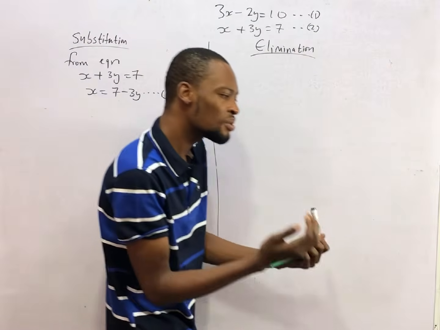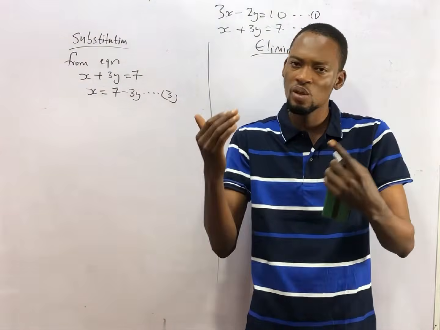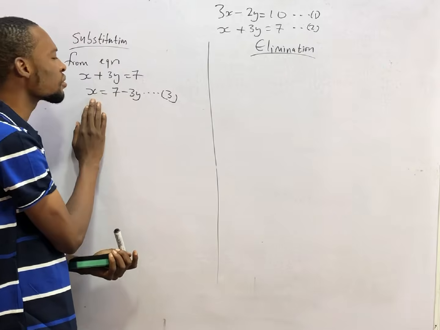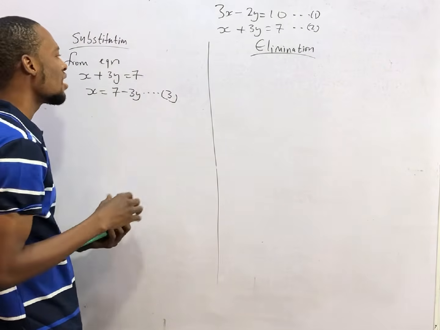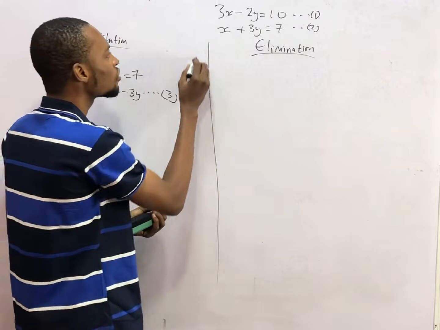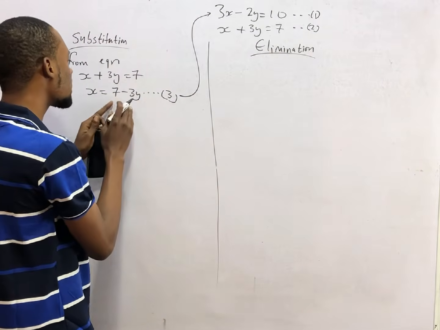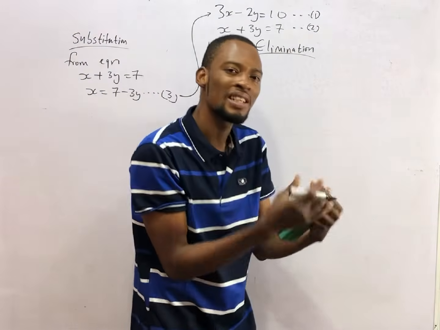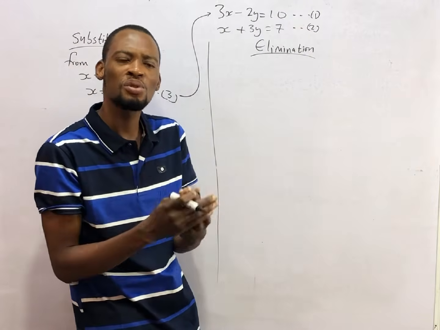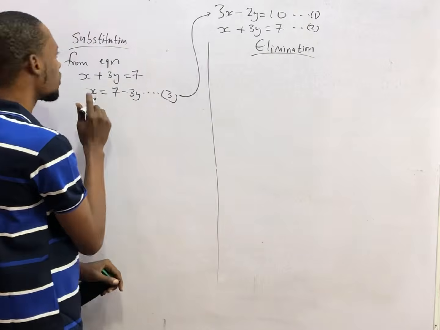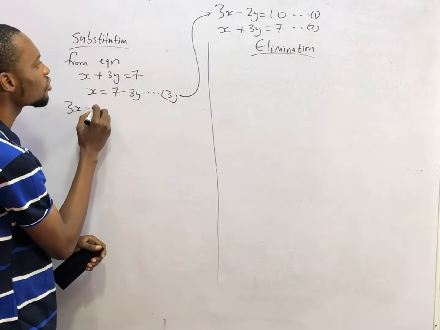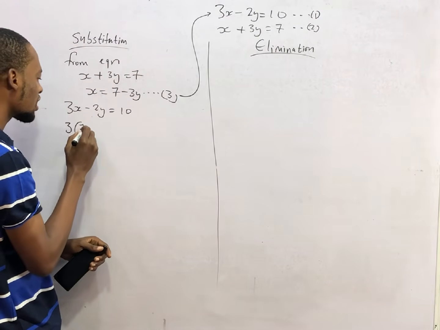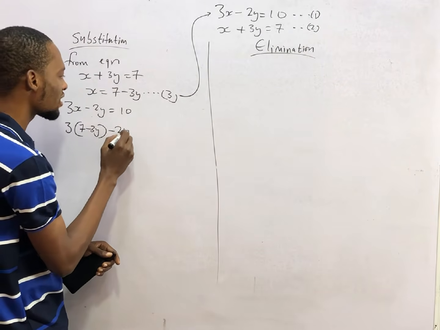What next? You substitute. This is why it is referred to as the substitution method. From equation 2, we got s to be 7 minus 3y. Now put this value of s in equation 1. Anywhere you see s, replace it with 7 minus 3y. Replacement is referred to as substitution. So equation 1, 3s minus 2y equals 10, becomes 3 times 7 minus 3y, minus 2y equals 10.